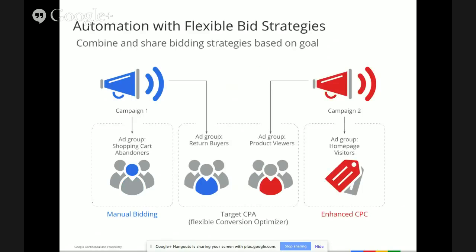So with flexible bid strategies, we break down that barrier, and we give you the ability to set multiple strategies in each campaign. So looking at this same example, you can move return buyers into the same campaign as shopping cart abandoners, and they can use the same budget. Then even within that campaign, you can still maintain control over the shopping cart abandoners and set max CPC bids, and also at the same time apply target CPA strategy to the return buyers. So this allows you a lot more flexibility in how you manage bids across different audience segments.